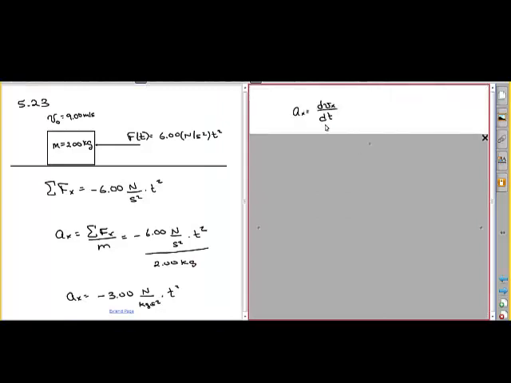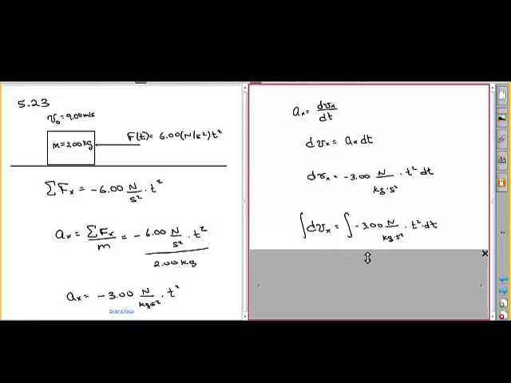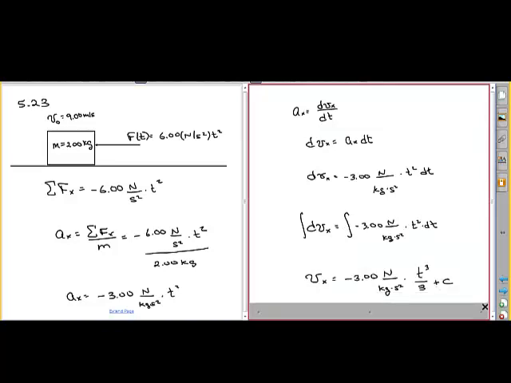So as before, we take the definition of instantaneous acceleration in terms of the derivative of velocity with respect to time, and we'll multiply both sides by dt. Plug in the value for the acceleration right here, and we get that. Okay, so then you can integrate both sides. The integral of dv sub x is just going to be v sub x. Here we can take the constant outside the integral sign, and the integral of t squared dt is t cubed, plus, again, we add our arbitrary constant c.